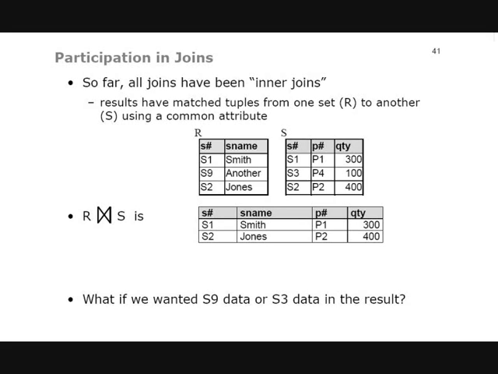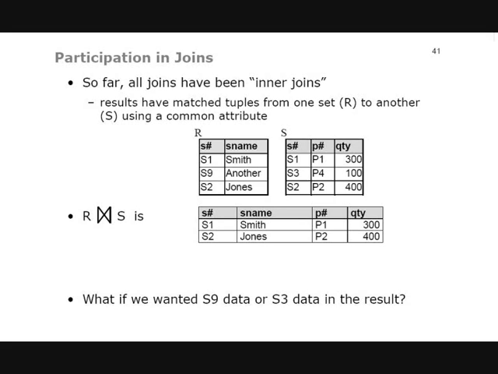If I do a natural join of those tables over the common attribute, which is S number, what I'm going to get is any tuple that appears in the first table which finds a match in the second table. But when there is no match, those tuples will not be returned. So I'm going to get S1 Smith, because there is an S1 in this table, and I'm going to get S2 Jones, but I don't get S9 another, because there is no match in the second table. And that's what we call an inner join.